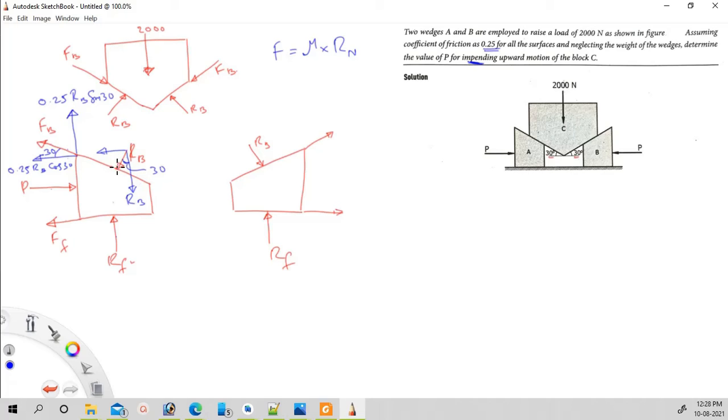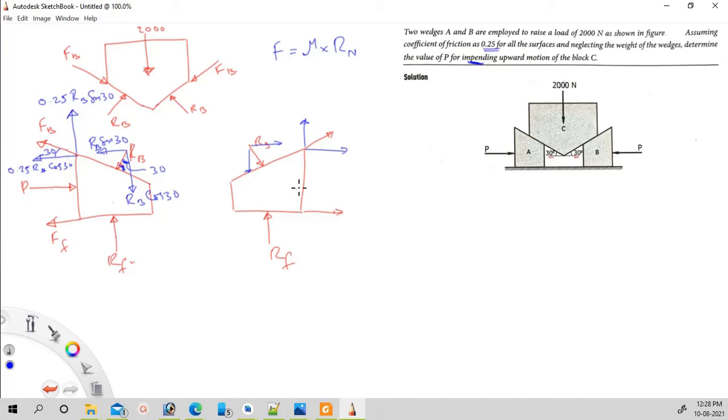And this component will be RB cos 30. Because this is a right angle triangle, this is the right angle, this is the 30 degree angle, therefore RB cos 30 is the adjacent side. This will be RB sin 30. Okay. So these are the forces and its components for the block A, or the wedge on the left side. The same force components will be coming on this one also, but the direction will be different like this. That's the only difference.